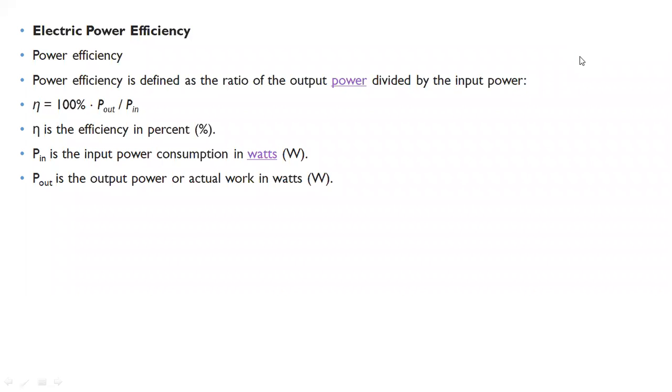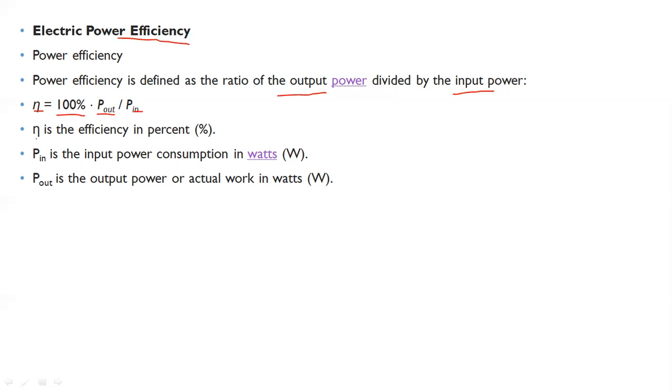Good evening, viewers. Today's topic is electric power efficiency. Power efficiency, or any efficiency, is output by input. Power efficiency is defined as the ratio of the output power divided by the input power. So efficiency is denoted by efficiency = (P out / P in) × 100%. It can be maximum 100%, when power output is equal to power input.